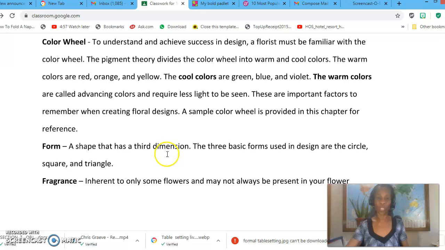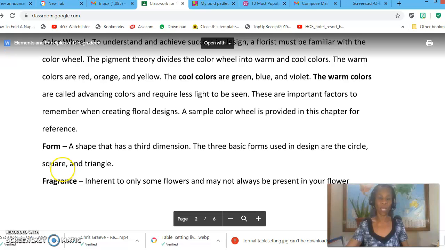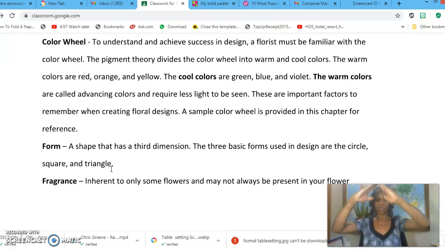And the three basic forms used in design are the circle, the square, and the triangle. You all know that. So the triangle here, right? The square would be, if I add another, get my arms straight. This one. Alright, so you know what a square is. I'm just trying to get my arms the proper dimension. And then you have the circle, which would be round. Right? So those are forms, and the three dimension.